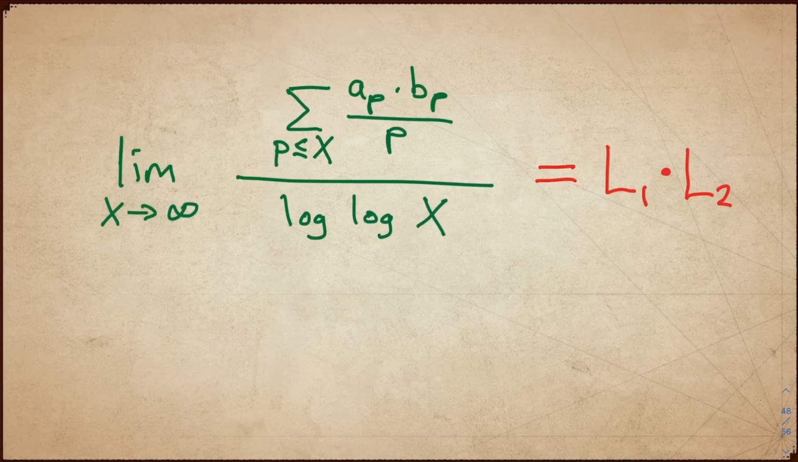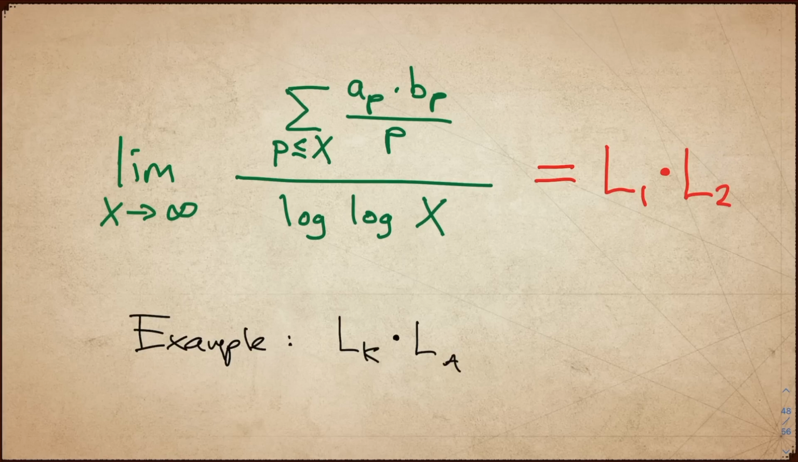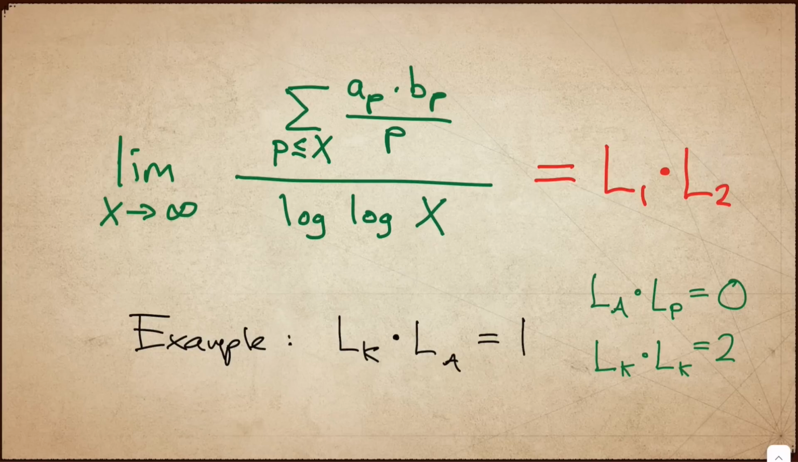One example would be LK, inner product LA, that equals 1. And the two previous examples also behave as we expected. For some pairs of L functions, it is known that this limit exists and that it is an integer. In general, that is a conjecture.